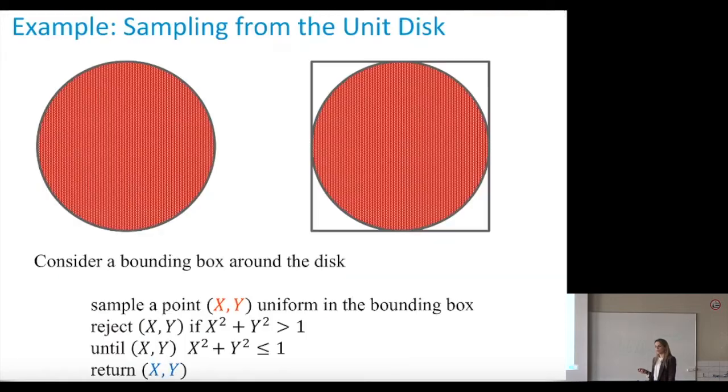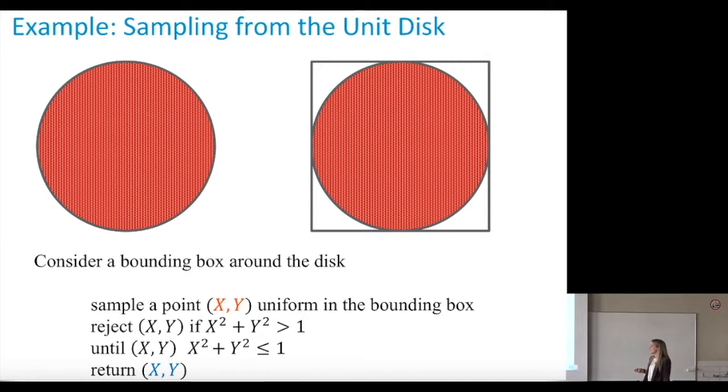So let's do it now for the unit circle, unit disk, sorry. So we have the unit disk and we want to sample a point uniformly in the unit disk. So first thing to do, we draw a bounding box around the unit disk. Okay? So we choose this bounding box. We sample a point uniform in this bounding box. We know how to do this. We sample two values from the random number generator, and then we scale them, as we've seen before. So we know how to draw a sample from the bounding box.